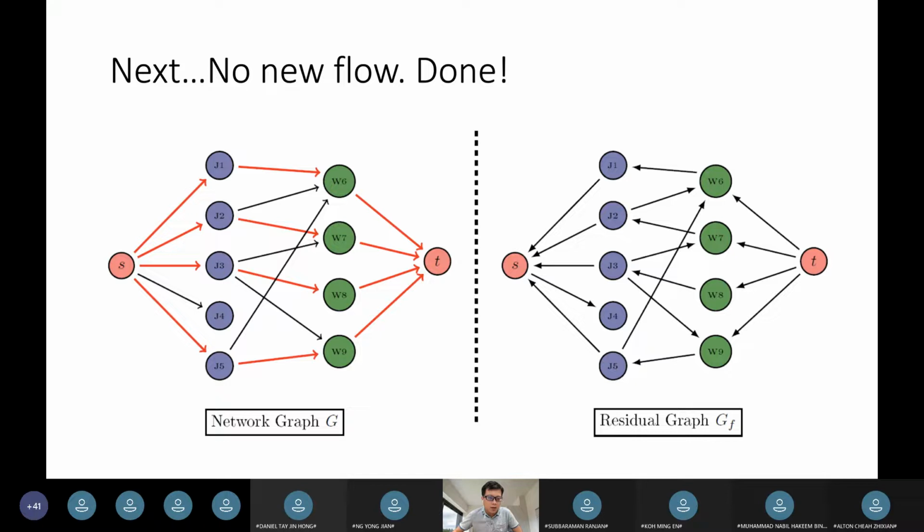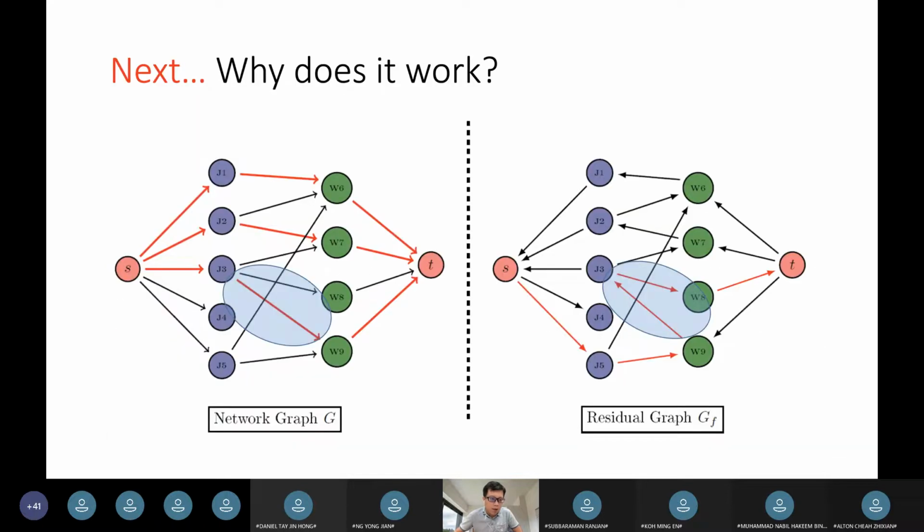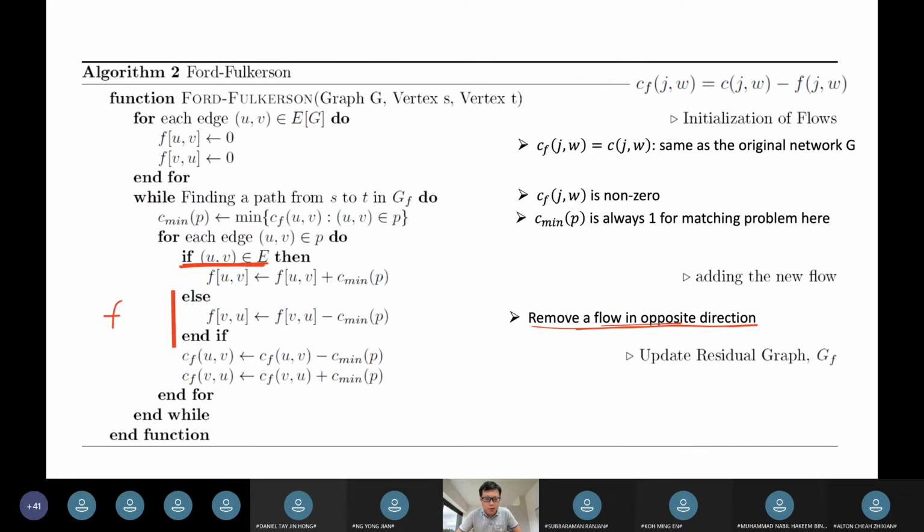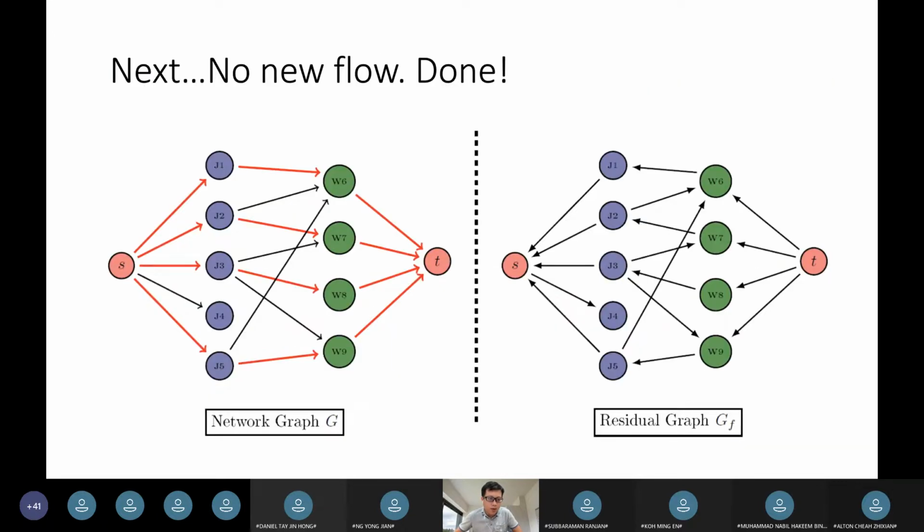Okay. So originally we have the flow from J3 to W9, but we remove this flow. So the J3 to W9 is removed. Okay. So it becomes the black one. Then we just update the new flow. The other new flow we just update, right?